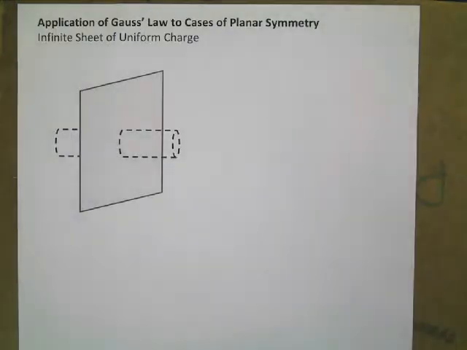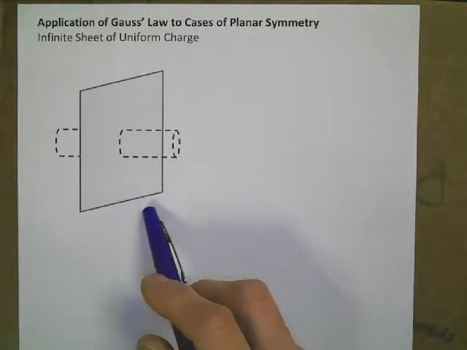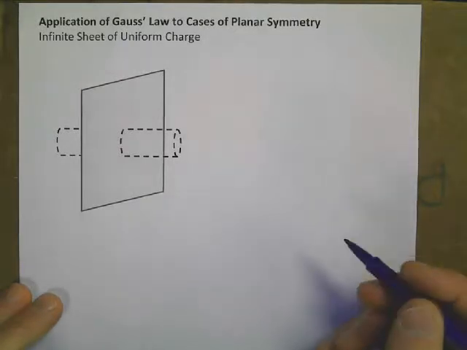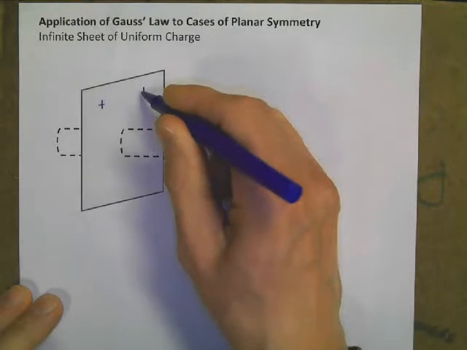Okay, so this is the last example of Gauss's law, applying it to finding the electric field around an infinite sheet of uniform charge. This particular type of symmetry is called planar symmetry. Obviously, a sheet of charge is in a geometrical plane. So let's fill in the picture a little bit. We have a plane, and we're going to put some charge on it.